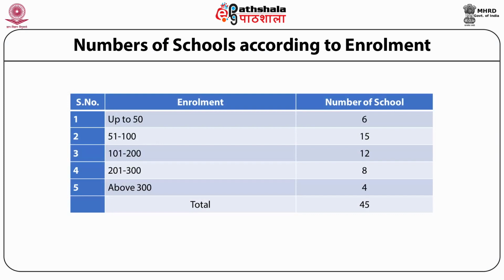Number of schools according to enrollment. So enrollment on one side, and the number of schools on the other. Up to 50 enrollment of students, there are 6 schools; 51 to 100, 15 schools; 101 to 200, 12 schools; 201 to 300, 8 schools; and above 300 enrollment, there are 4 schools. So the total number of schools is 45.